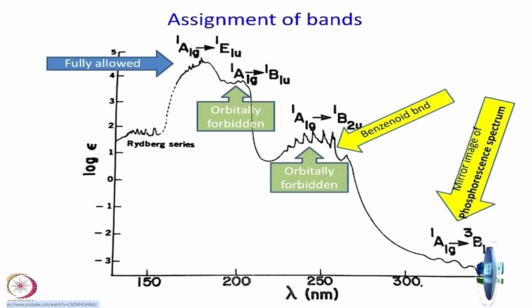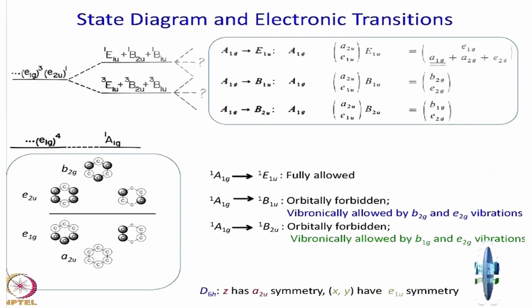And the band you are seeing in the 350 region is actually an absorbance band from the singlet A1G to a triplet B1U. So this is what we were saying earlier. These are spin forbidden, but they were actually orbitally allowed.